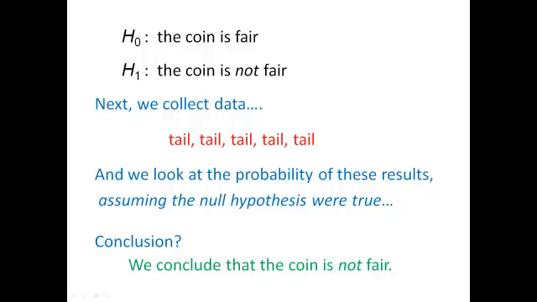Now, in our upcoming videos, we're going to work through this process in much more detail, but the big picture is the same. We set up a null and alternative hypothesis. We collect data. We look at the probability of our results under the assumption the null hypothesis were true. And if that probability is small, then we're going to reject the null hypothesis and conclude the alternative.